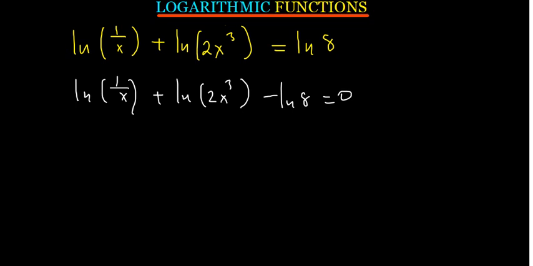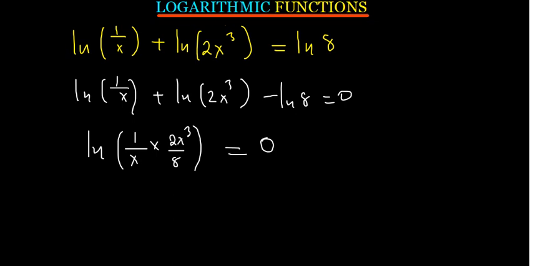We know that logs, subtracting and adding, we know the rules which apply. So this is going to be natural log of the 1 over x, because it's adding with this one, meaning that they are going to multiply by 2x to the power 3, but because this one is subtracting, so we're going to divide, and that is going to be equal to 0.